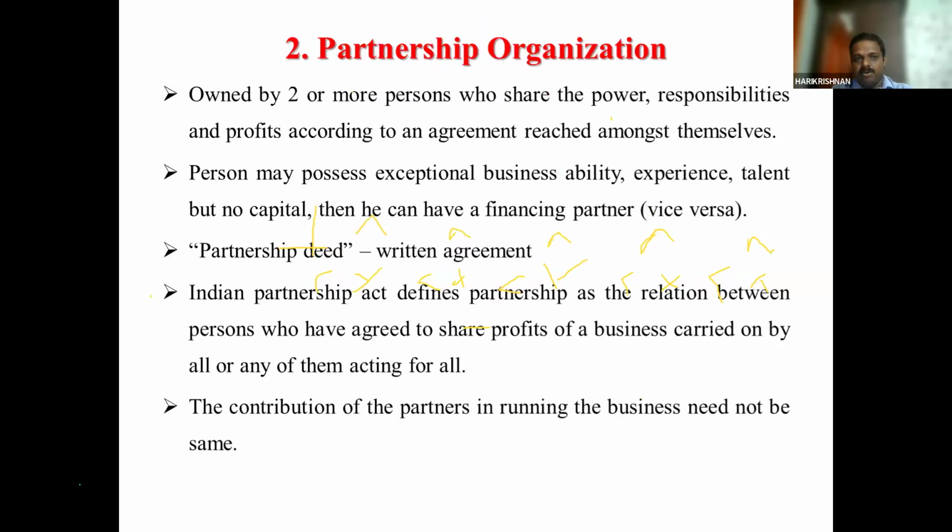Next is partnership organization. Partnership means two or three persons combine and make a company. That is known as partnership. Okay, a person may possess exceptional business ability, experience, talent, but not capital. They can have financing partners. For example, I have the talent to develop a company, but I do not have money. So what happens? I take my friend. I am also depositing some money, and he is also depositing some money. But the thing is that everything will be done by me. So we will have an agreement to share the profit. That comes under partnership organization. Okay.